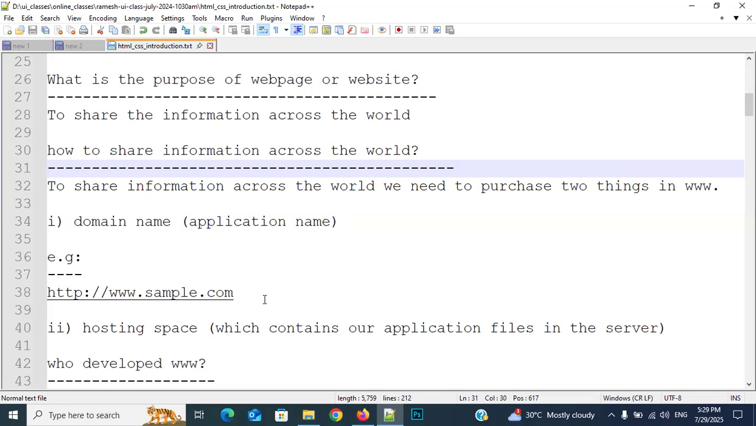So this domain name I need to purchase, and hosting space also I need to purchase. Clear or not? Okay, hosting space also I need to purchase. Sir, where should I purchase? Who will sell it? GoDaddy.com, BigRock.com. Google also will sell that, Yahoo also will sell that. Hosting space only.